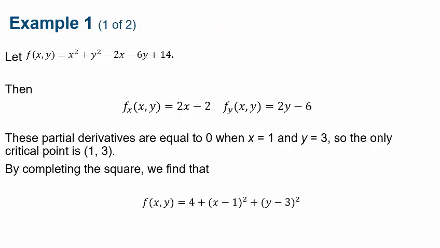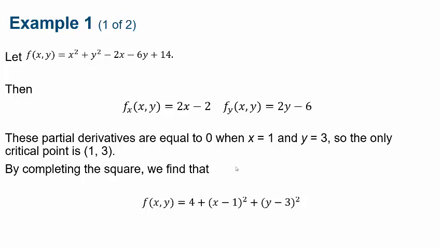All right, let's do an example here. So we have this function, f of x, y is equal to x squared plus y squared minus 2x minus 6y plus 14. If we look at the partial derivatives, the partial derivative with respect to x would just be 2x minus 2, and the partial derivative of f with respect to y is just equal to 2y minus 6. So these partial derivatives are equal to 0 when x is equal to 1 and at the same time y is equal to 3. So you just set these equal to 0 and solve. So the only critical point here is 1 comma 3.